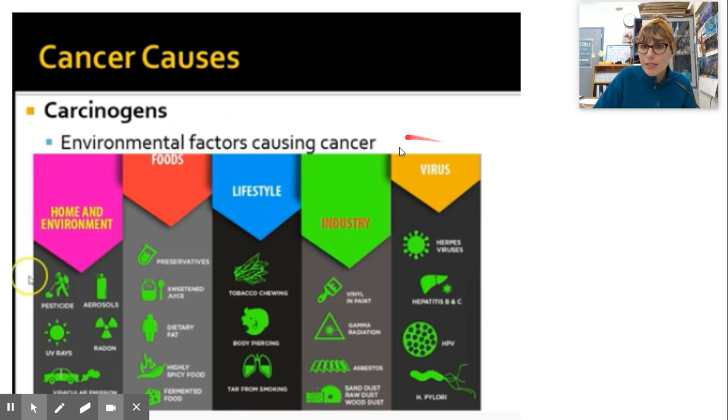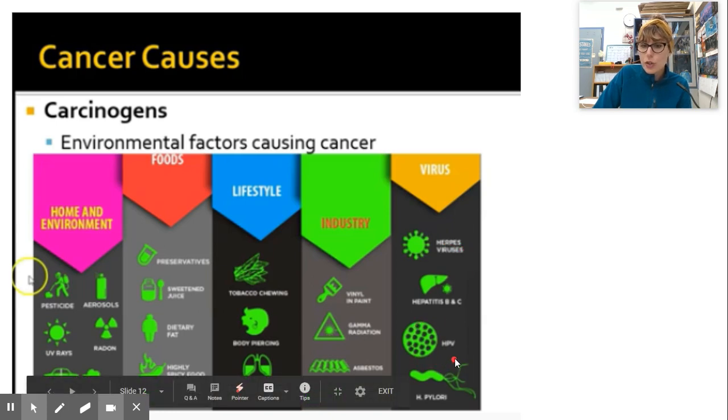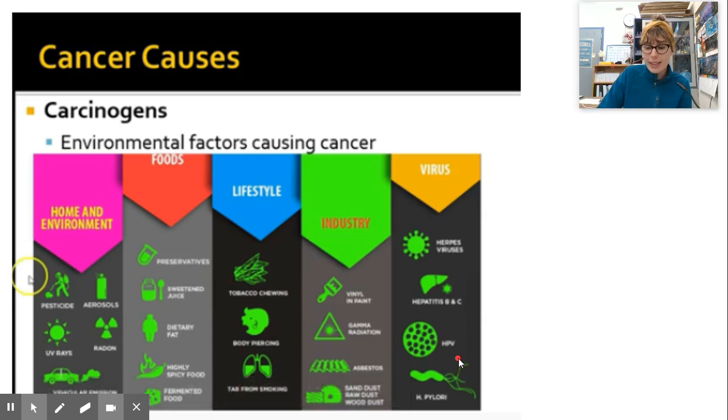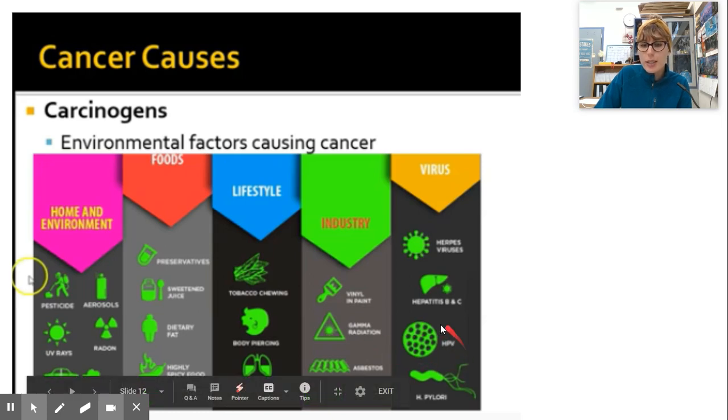Finally, there are actually viruses, and we'll learn more about this in our sexual health unit. There are viruses that cause cancer, like HPV or human papillomavirus. It can lead to cervical cancer, like we read about and watched about with Henrietta Lacks. The cancer that she died from, cervical cancer, was caused by the HPV virus.